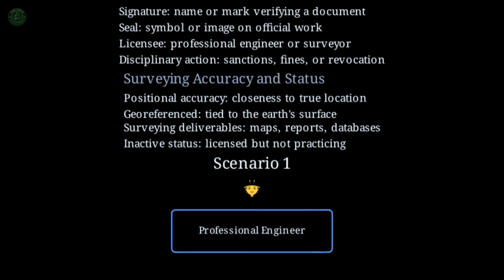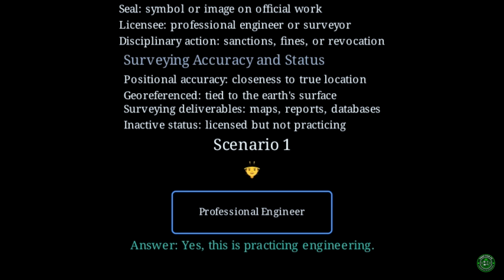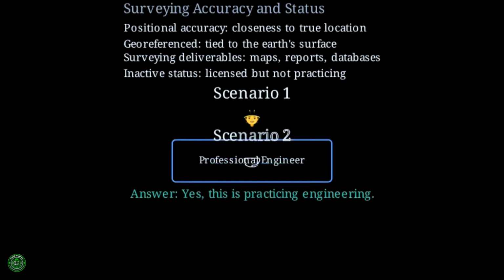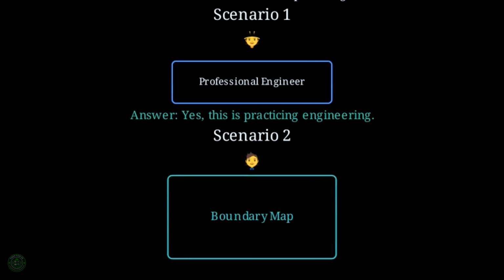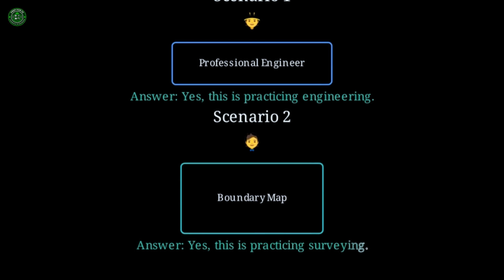Scenario 1. Alex designs a small bridge and advertises as a professional engineer, but has no license. Does this count as practicing engineering? Yes. The definition says that representing yourself as a professional engineer counts as practice of engineering, even before doing the work. Scenario 2. Morgan measures property lines and creates a boundary map for a client. Is this the practice of surveying? Yes. Measuring boundaries and creating mapping products is explicitly listed under surveying practice.